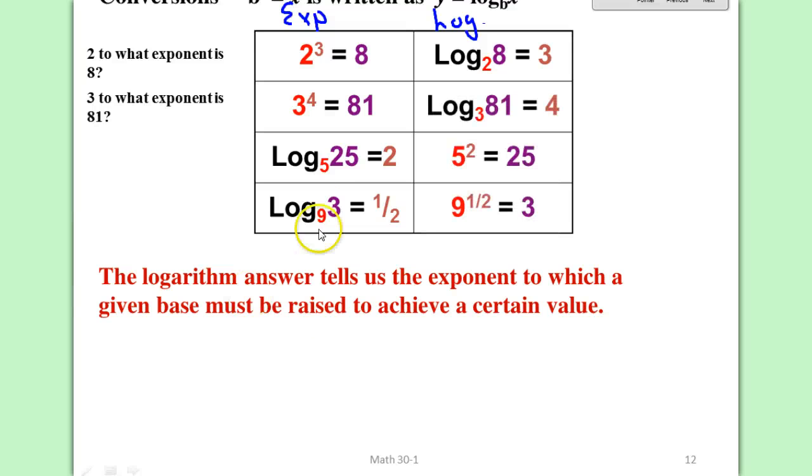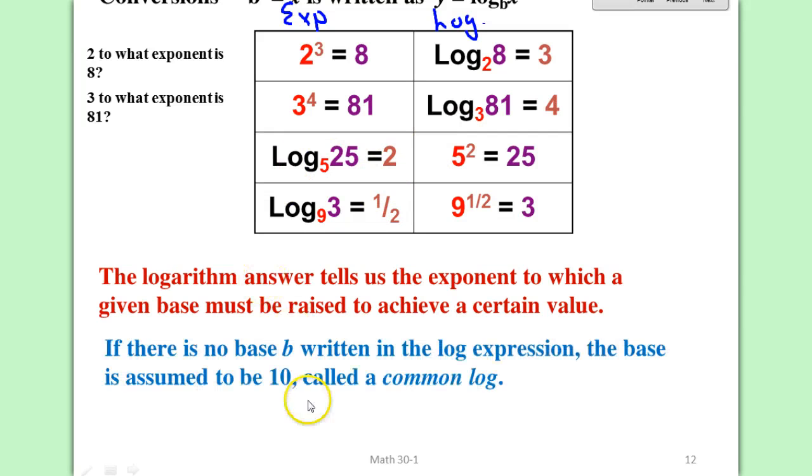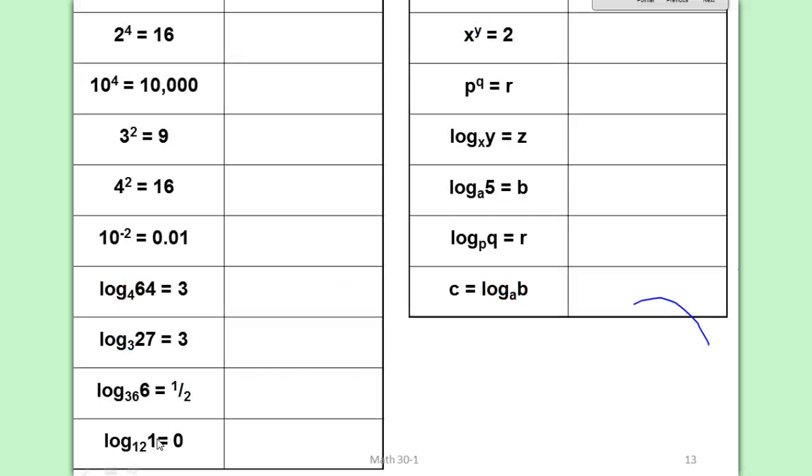5 squared is 25. I'm converting it to the opposite form, right? So 5 squared is 25. A logarithm tells the exponent to which the base must be raised, right? If you see anything that doesn't have a base, it's considered base 10. That's the other thing we need to be clear of.